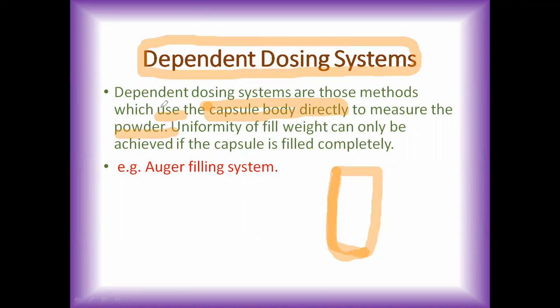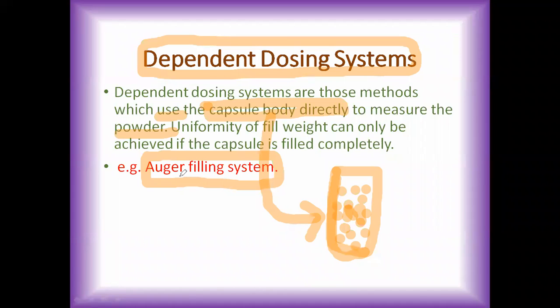Now in this dependent dosing system, whatever method you employ under it uses the capsule body directly to measure the powder. So whatever powder you are going to put into this depends on the capsule body. And the uniformity of weight can only be achieved if the capsule is filled completely. And the example of dependent dosing system is the Auger filling system.